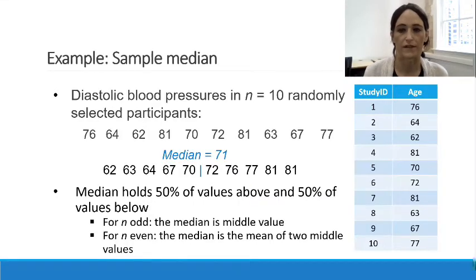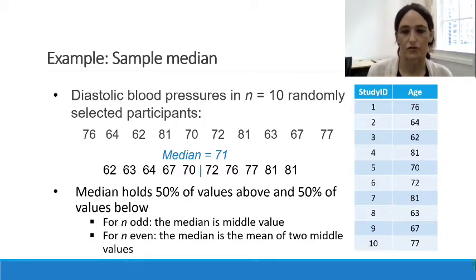So here's another example with a slightly larger data set of 10. In this case, we're looking at blood pressure, and our blood pressure readings range from 62 to 81. Now, in this case, the middle value, because we have an even number of observations, 10 observations, actually falls between 70 and 72. So it doesn't actually occur as an observation within our 10 samples, but the middle value would be 71. We'd have half of our values below and half of our values above.